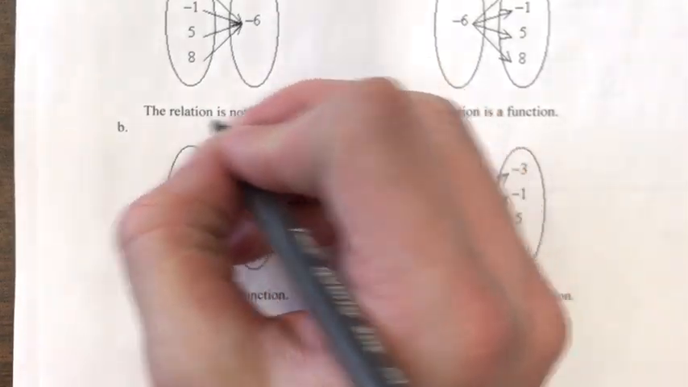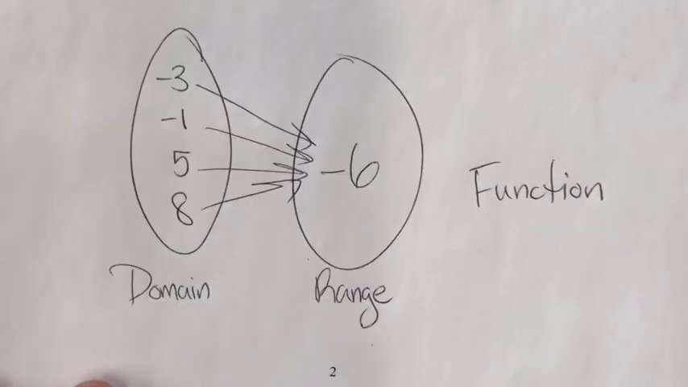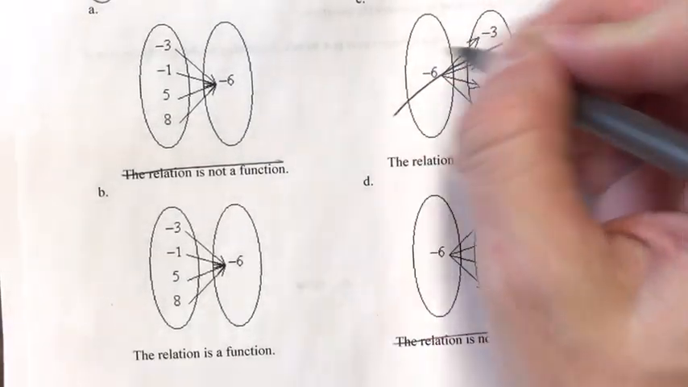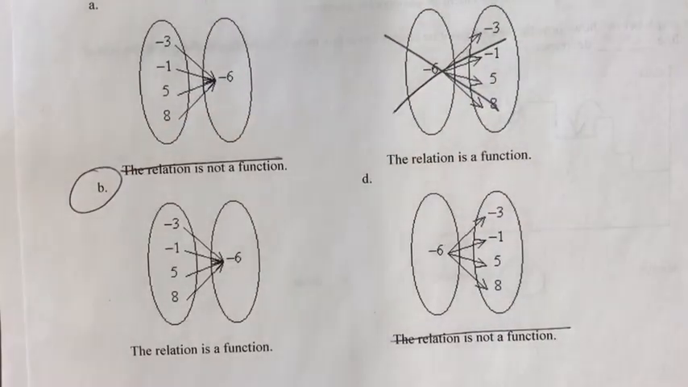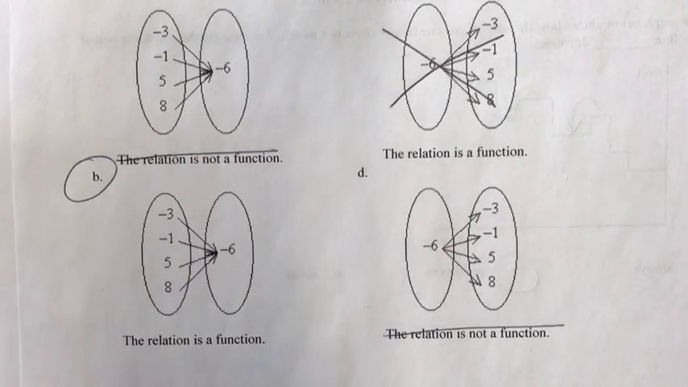So what do we have here? It is a function, so let's cross out the ones that say not a function. So you're not an option, and you're not an option. The domain is -3, -1, 5, 8. Not you, you. Or as Soldier Boy would say, you, because of the song.